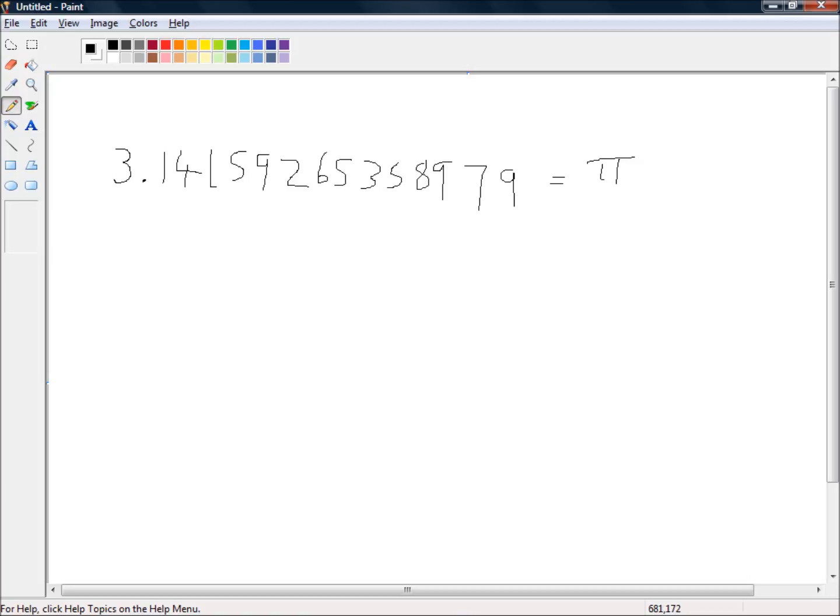Those numbers do go on forever, but they do not repeat. Since they don't repeat, we can't multiply by 100, we can't multiply by 1,000, we can't multiply by 1,000,000, we can't multiply by 1,000,000,000, we can't multiply by a quadrillion or whatever. There is no number big enough that we can multiply by to get these numbers to become recurring decimals. So this number is said to be irrational.